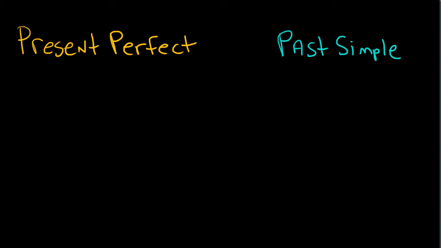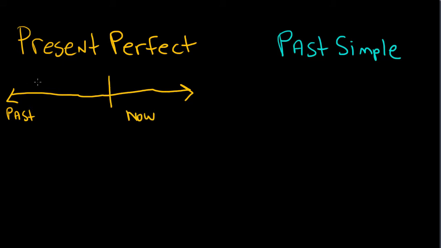Let's look at examples. The present perfect is used when we talk about an action that was done in the past and continues or is unfinished until now. So we have an action that happened in the past and it's happening now, but it's unfinished.